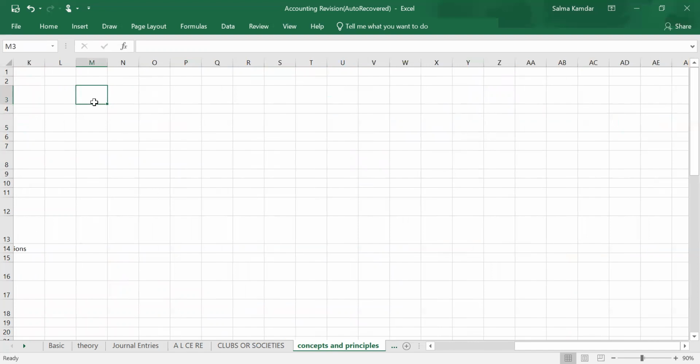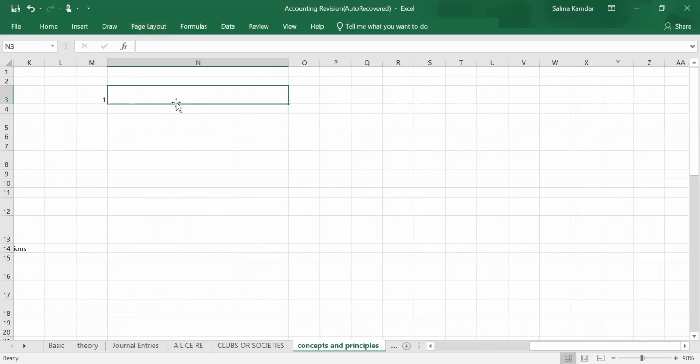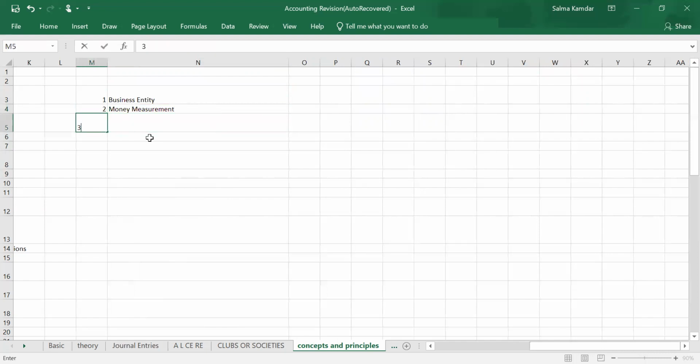Now come on, 2 minutes time. Give me all the accounting concepts. Reliability, understandability. Those are principles. Concepts: business entity, money measurement. What is business entity? Business entity is when the business should have a separate identity from the owner. So business and owner are separate. Then money measurement is when only transactions that can be expressed in monetary terms can be recorded.